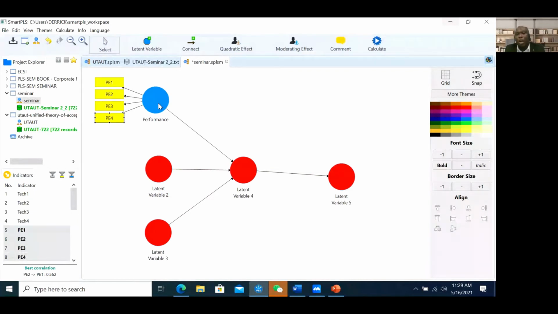So those of you who are new to research, data analysis, this PE1, PE2, PE3 are the various questions you use to assess what we call the performance expectancy. The various questions you use to assess the latent variable is what we call the indicators or the observed variables or the measured variables, okay, good. So you can code them 1, 2, 3, 4, 5, depending on the scale you are using. So you drag the indicator variables and put them on the latent variable.